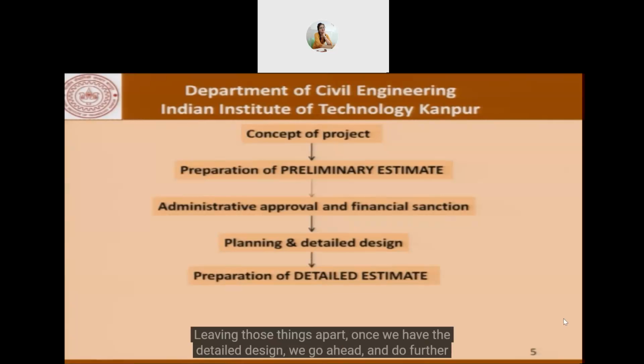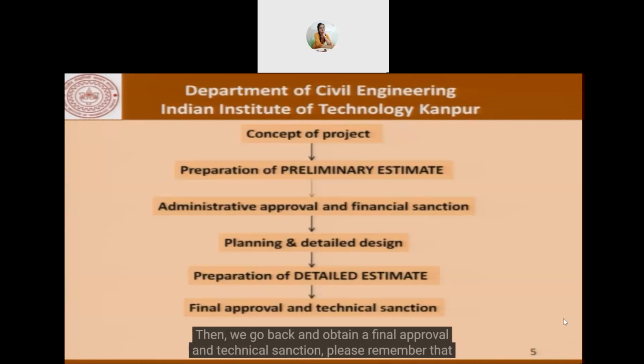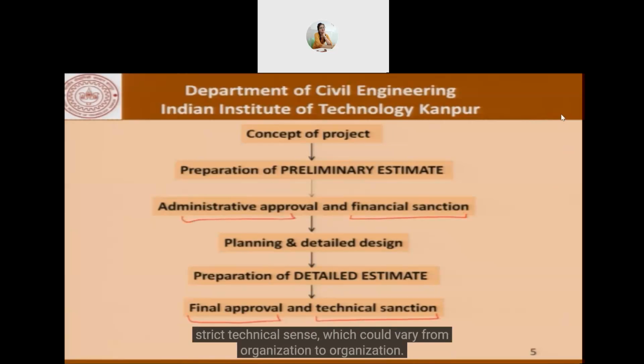Leaving those things apart, once we have the detailed design, we go ahead and carry out the detailed estimate. That gives us the actual amount of funds that are likely to be involved as far as the construction of that project is concerned. Then we go back and obtain a final approval and technical sanction. Please remember that it's a matter of terminology. We are calling it financial sanction here, technical sanction here, final approval here, administrative approval here, and so on.